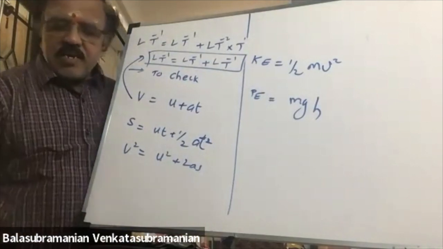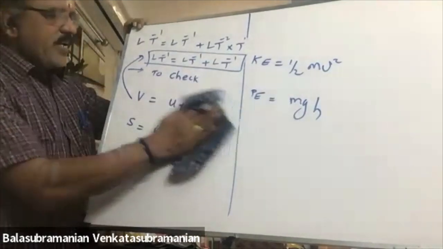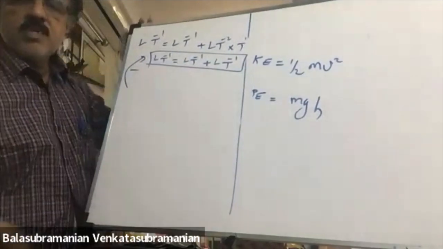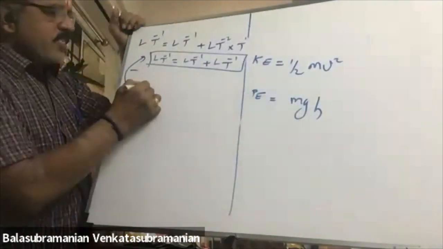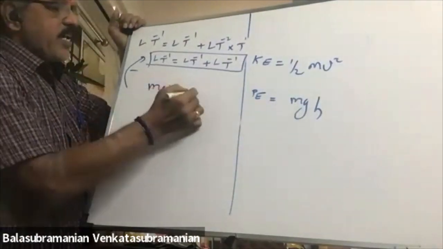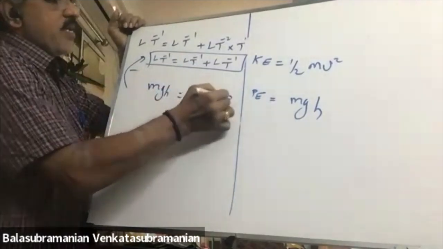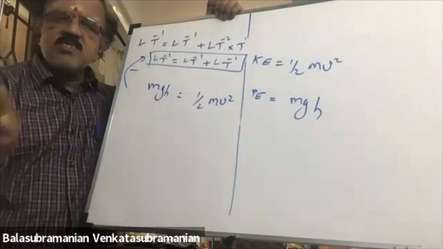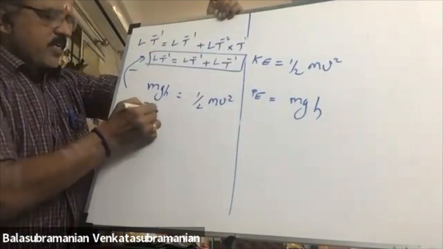Repeatedly we are telling, we are checking only dimensionally. Mathematically we are not checking. So potential energy mgh, kinetic energy half mv square. These two can be checked dimensionally equal or not, sir? You can check. How will you check?